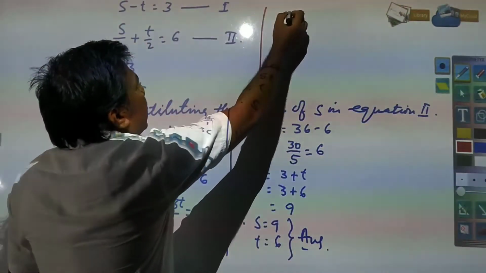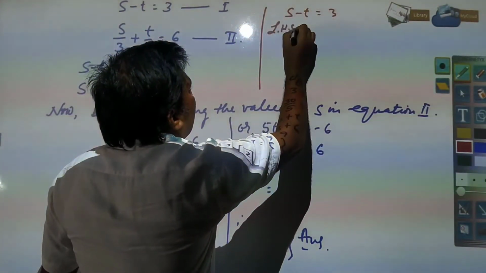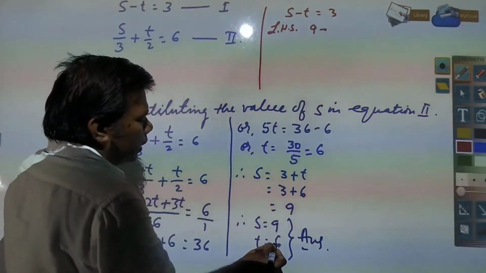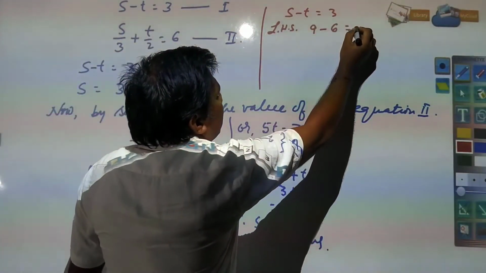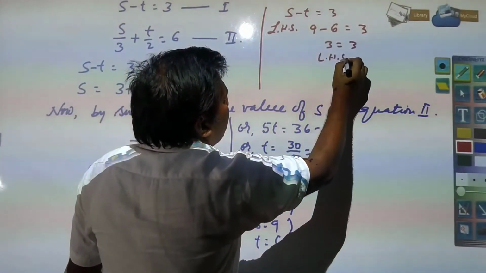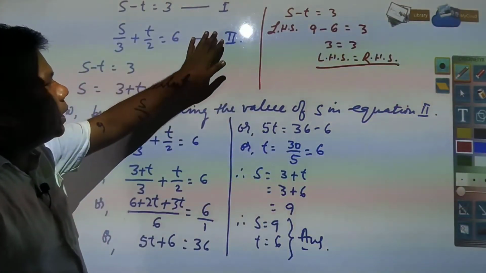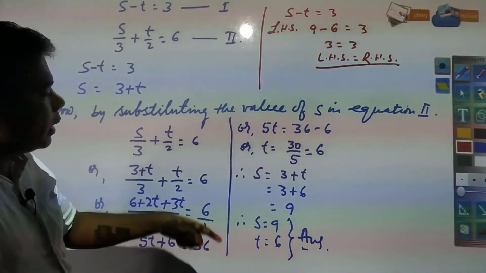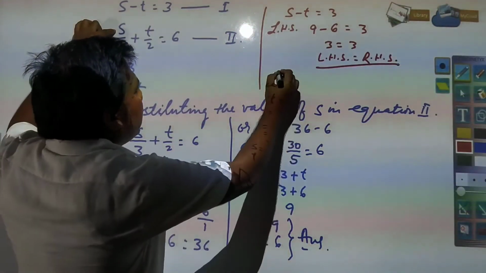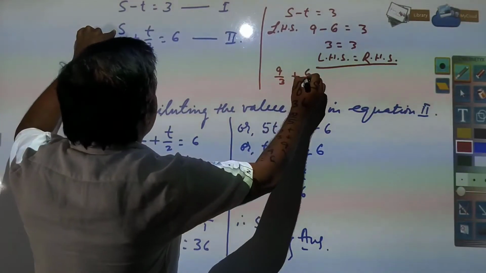Here you have s minus t is equal to 3. LHS you see, s is equal to 9, minus t is equal to 6. What you have got? 3. 9 minus 6 is equal to 3, is equal to 3. It means LHS is equal to RHS. So in any equation, either first or second, if you put the value, you will get the same. Here also you can put s is equal to 9. So 9 by 3 plus here you have 6 by 2. What you will get?